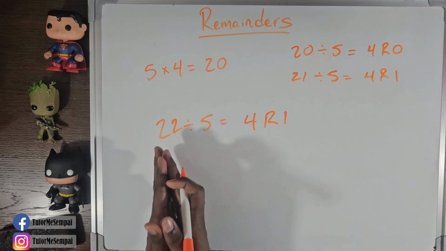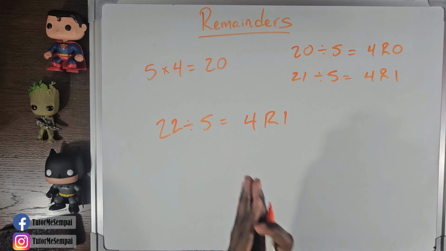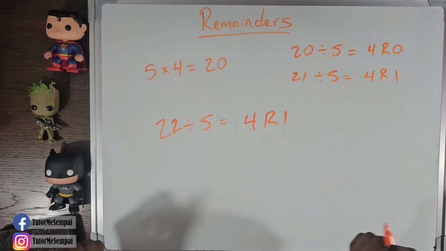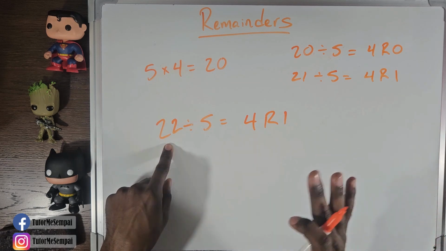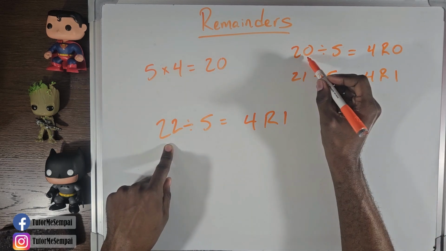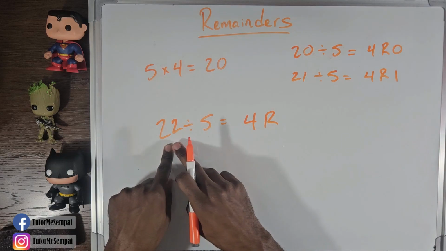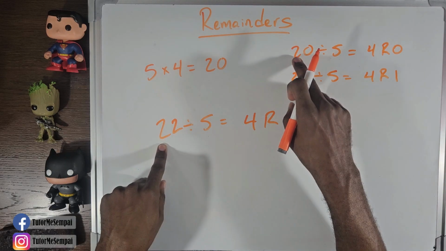And you can kind of see this if we were to replace that with 22. 5 also doesn't go into 22 evenly. It's not a perfect multiple. You can look at your multiplication table and see that. So what's the closest we're going to get without going over?